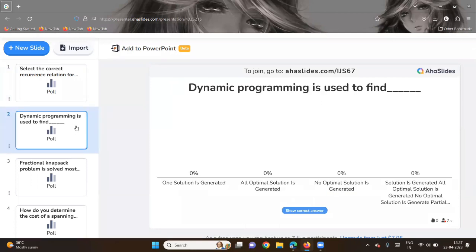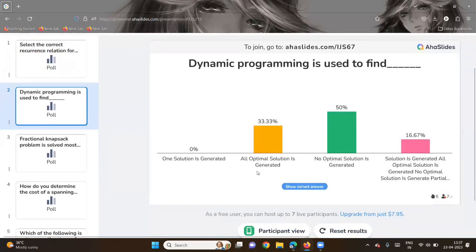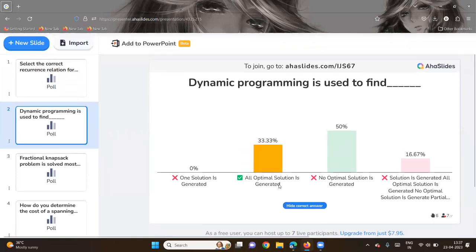Dynamic programming is used to find. The options are: one solution is generated, all optimal solutions are generated, no optimal solution is generated, all the above. And the answer is option B, all optimal solutions are generated. Next question.